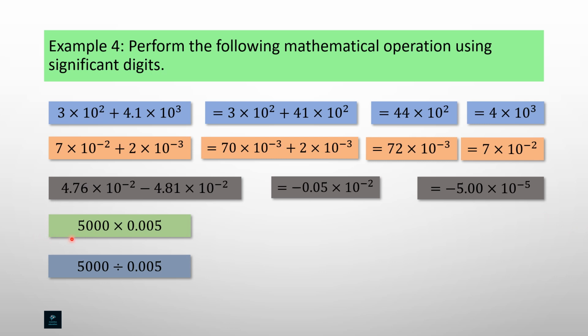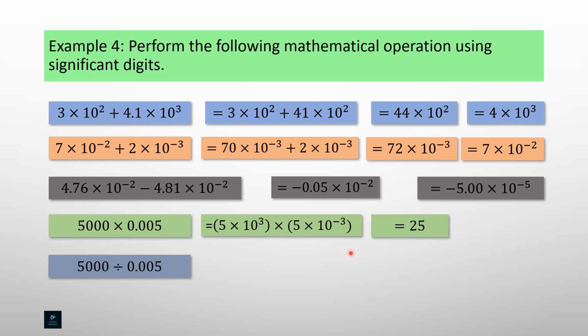Both terms in this fourth expression are having one significant digit. Therefore, writing in scientific notation, we get 5 times 10 to the power 3 times 5 times 10 to the power minus 3. This is equal to 25, and dropping off the insignificant digit, we get the result as 20.